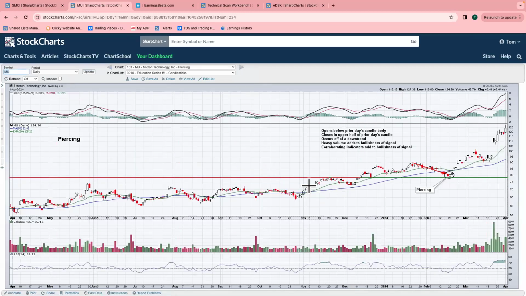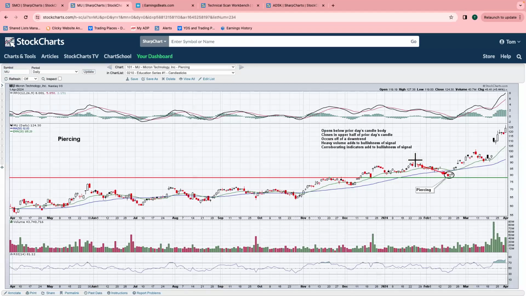Next up, how about a piercing candle? So once again, you're in a downtrend. In order to reverse a trend, you have to have a trend. So if you're going sideways and you see a hammer print, that means nothing. It needs to be coming off of a downtrend. Same goes with a piercing candle. You're going down and then you're reversing with a piercing candle.